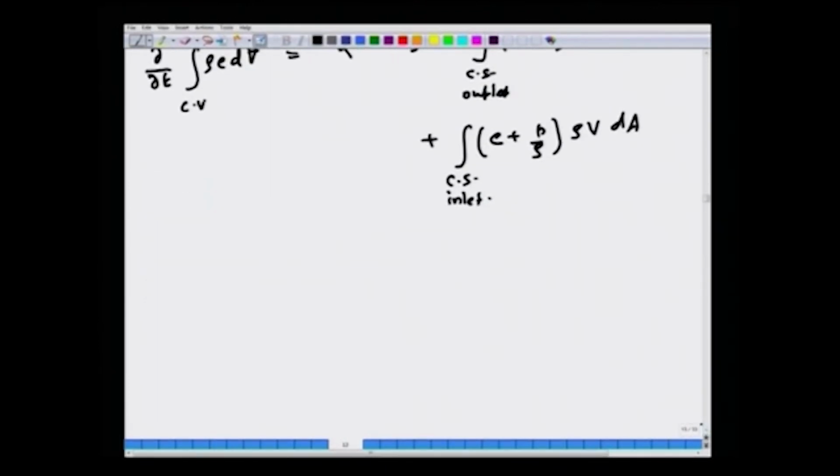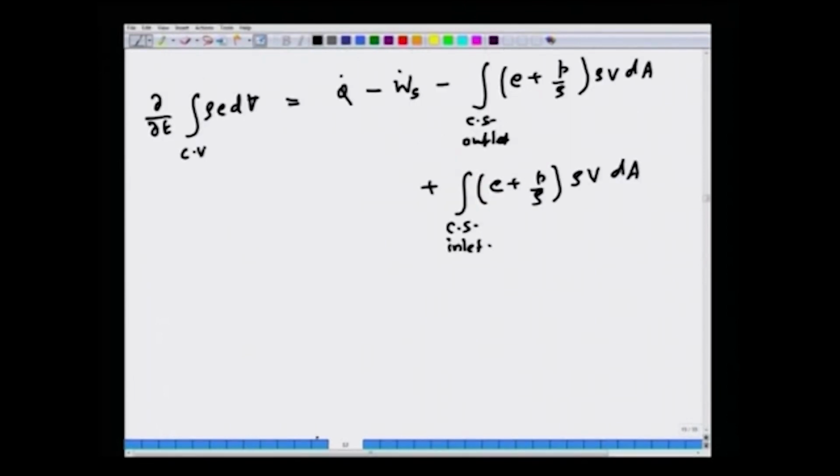That is why you are getting two different signs at the inlet and outlet. Okay. Now, I am going to do one more thing. I am going to assume the flow is steady. I am going to simplify this. Flow is steady, which means that d/dt of ∫ρE dV is 0, because nothing changes with respect to time within the control volume.